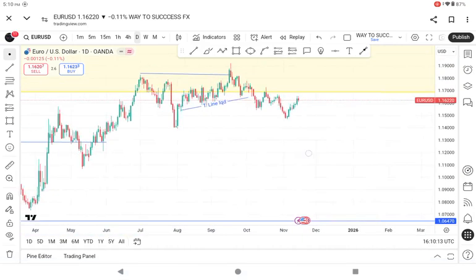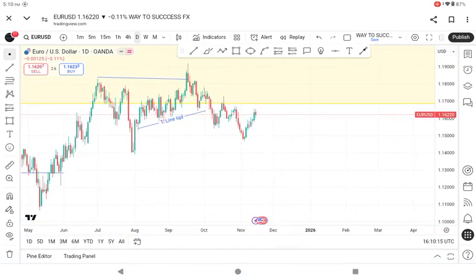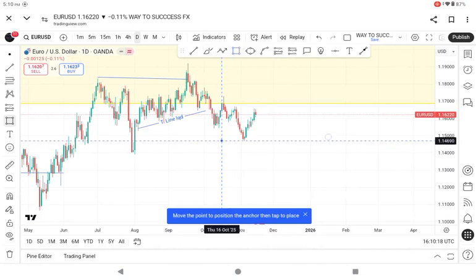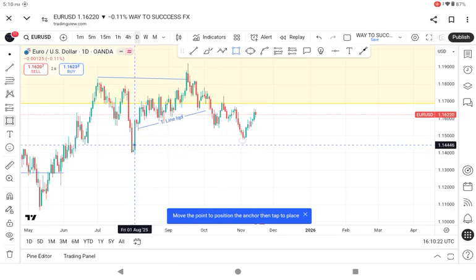Trend line liquidity, and reacting in this imbalance here. So price reacted in this imbalance at this level.